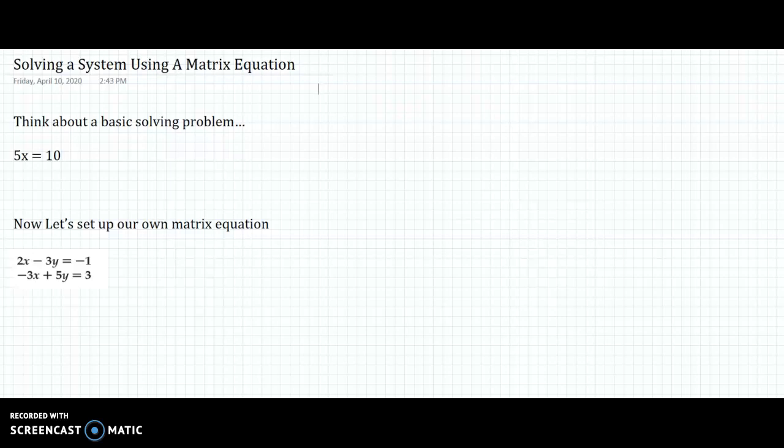First, before we even solve anything, let's think about just a normal equation. If I have the equation 5x equals 10, then you know from your Algebra 1 days or your 8th grade math days that x would end up equaling 2. You would divide both sides by 5. Since this is multiplying, you divided. That is the inverse operation.